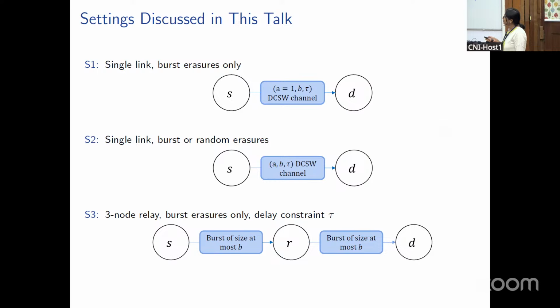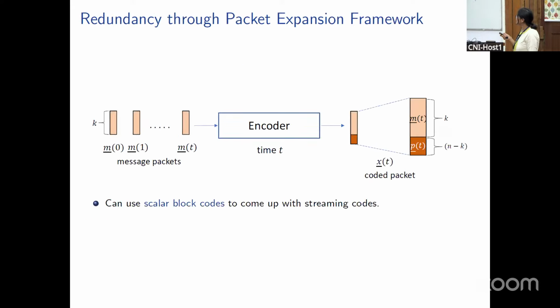So when we look at this first setting, I'll introduce a burst erasure correcting code, which is by a different group, which we have generalized to both these settings, S2 and S3. And generally, this is how redundancy is added to packets. Some of these message packets, the redundancy is added by expanding these packets. So you add the parity portions here.